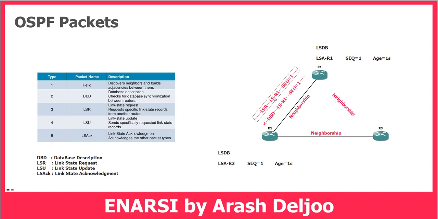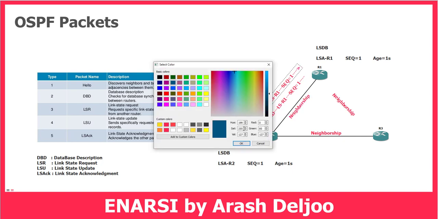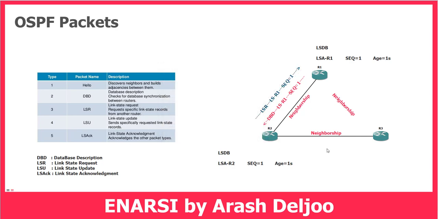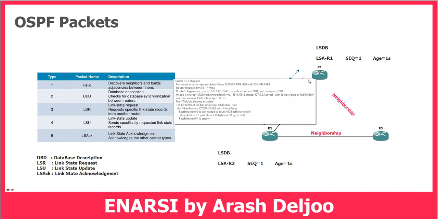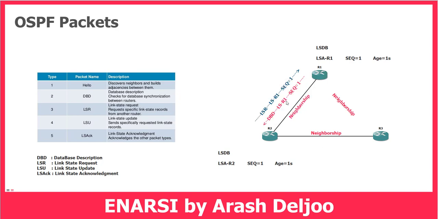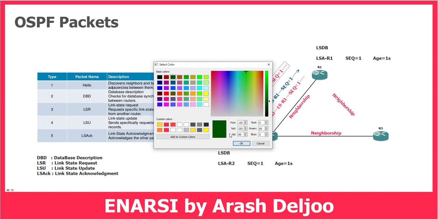Why do I want to receive it? Because I don't have it, okay? Or I don't have this version. Because of that, this sequence number. When you are sending a link state request to router 1, router 1 should send the detail, or the link state itself. Because of that, router 1 is sending one link state update.